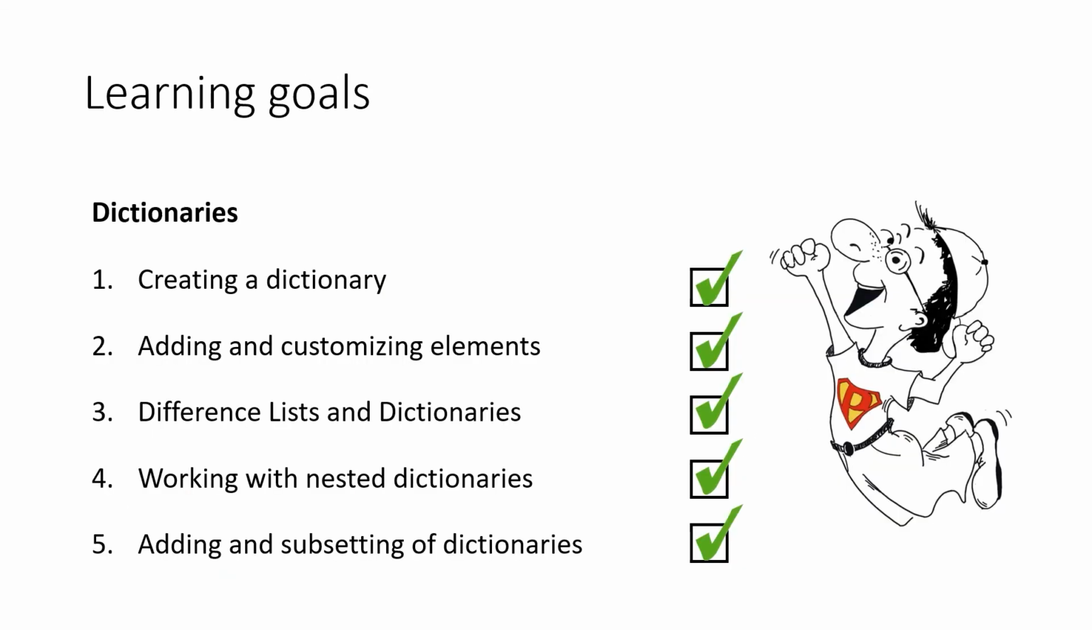So the learning goals that we have achieved for dictionaries are how we can create a dictionary using those curly brackets, how we can add and customize elements within it, the difference between lists and dictionaries, and in the end, in this presentation, we also learned how we can work with nested dictionaries and how we can do adding and subsetting of those.